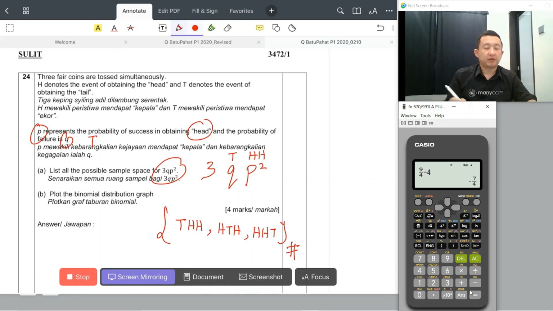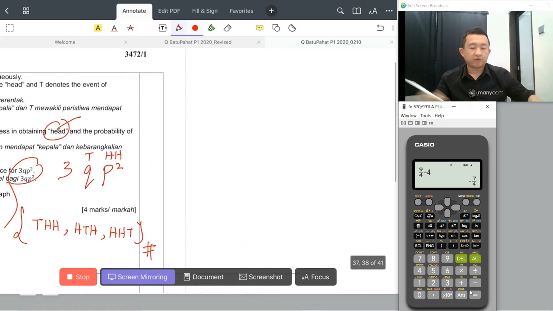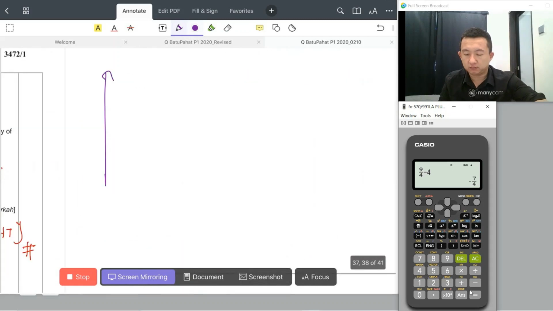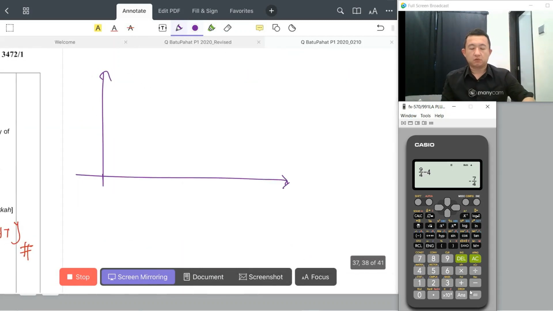And then now we have to plot the binomial distribution graph. Of course, we're referring to heads, because P is the success rate of heads. Q is a failure of obtaining heads. So it's not tail, but we know it's about tail. So this one is about the graph of heads. Binomial distribution graph, so you have to draw the graph. So vertical axis is the probability when X equals x, and this is x. Now we are talking about the success rate of head.